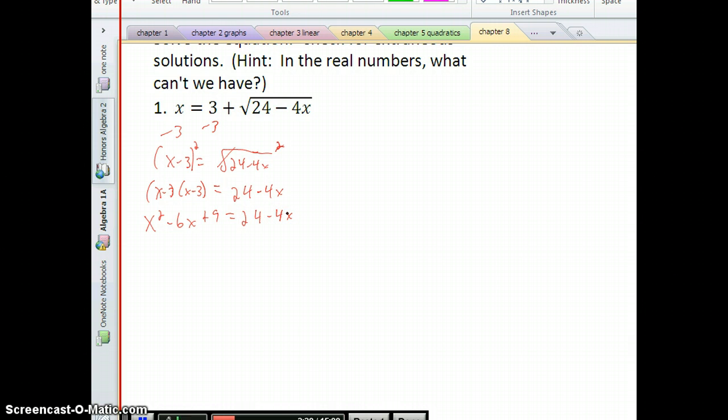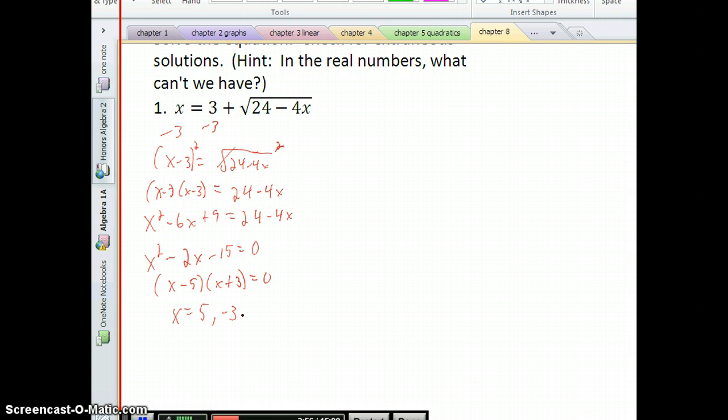Since this equation is quadratic, we want to get it equal to 0. So x squared, if we add 4x to both sides, we'll get negative 2x. If we subtract 24 from both sides, 9 minus 24 gives negative 15, equals 0. So now we can solve it by factoring. x minus 5 times x plus 3 gives 0. So x is either equal to 5 or x is equal to negative 3.